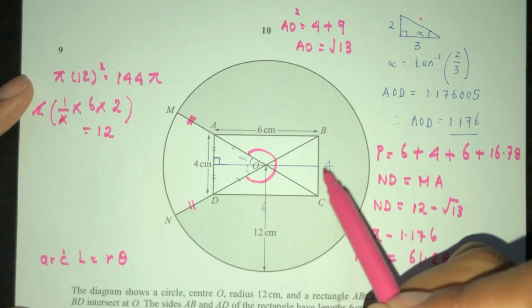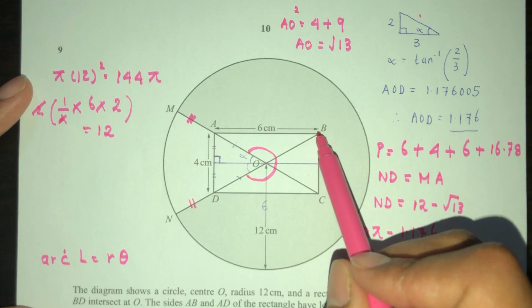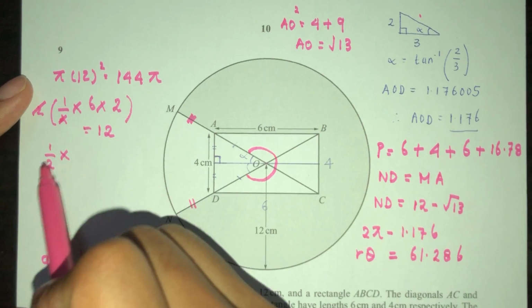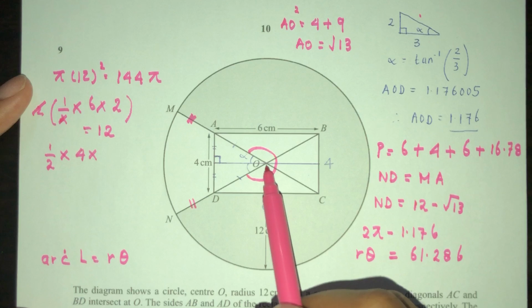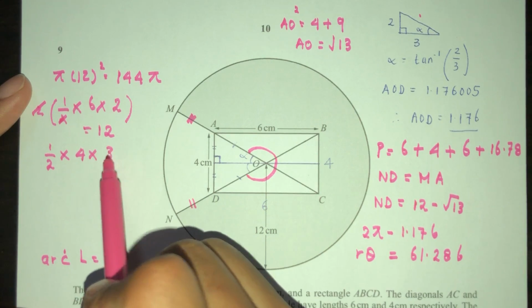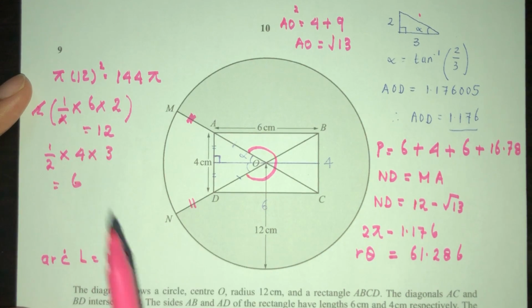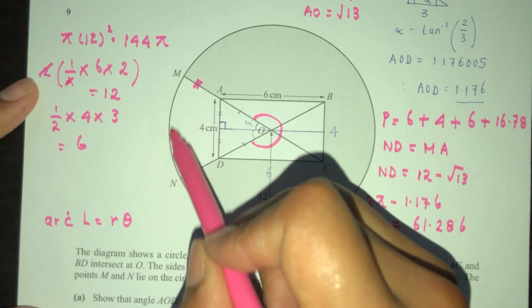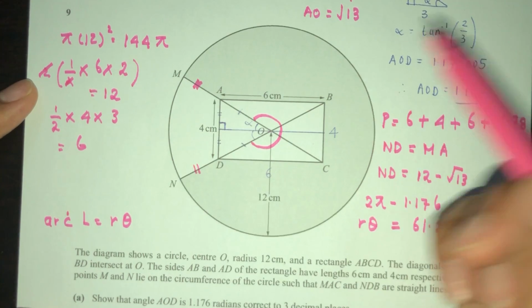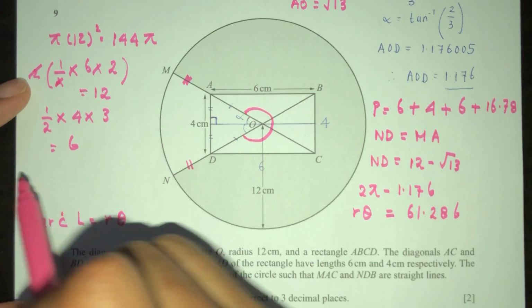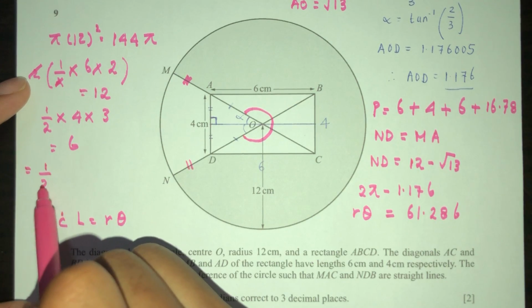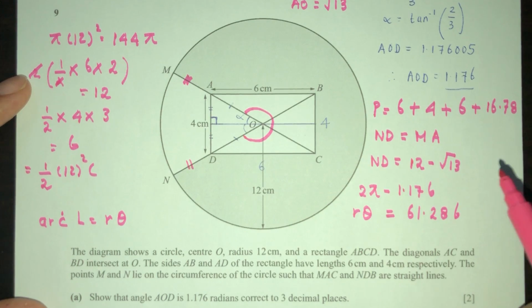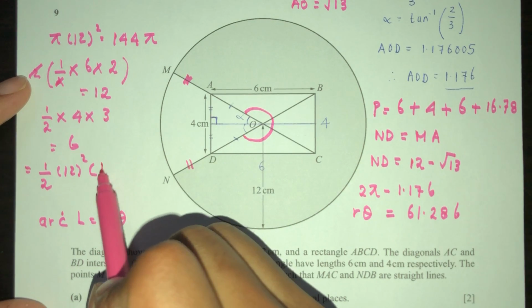Now what is this one at the back? This one will be half times base times height. So half. Base is 4. And height is 3. That will be 6. Now what is the area of this thing? So this is what? As you can see, MON is a sector of a circle. Now how do you find the area of a sector? It is half r squared theta, where theta is the angle here, which is 1.176.